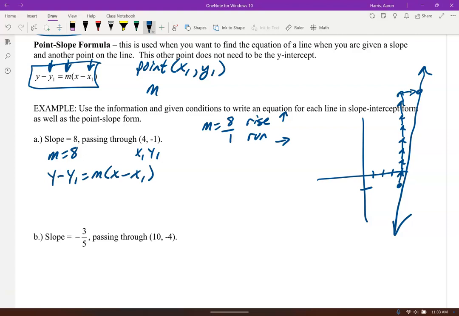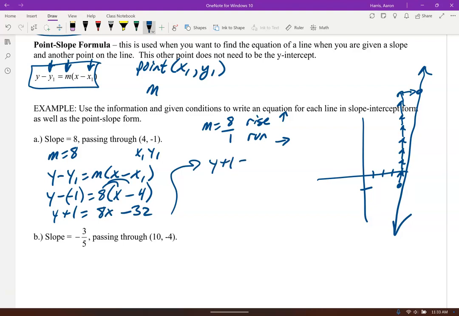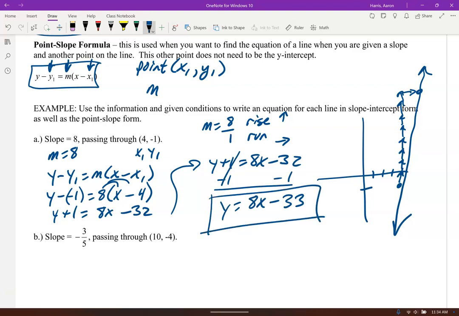And I'm going to plug in x1, y1, and m. y1 is -1. My slope is 8. X minus the x value, which is 4, x1. So I have y plus 1 equals 8x minus 32. Let me bring that over here. And I'm going to go ahead and subtract 1 from both sides. So I have 8x minus 33. That's the equation of that line.